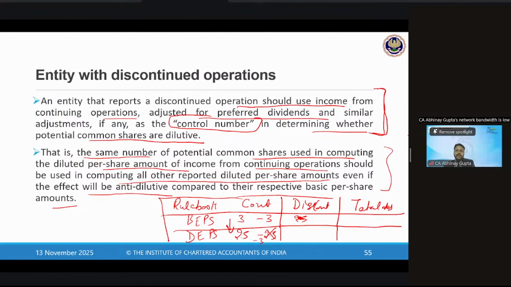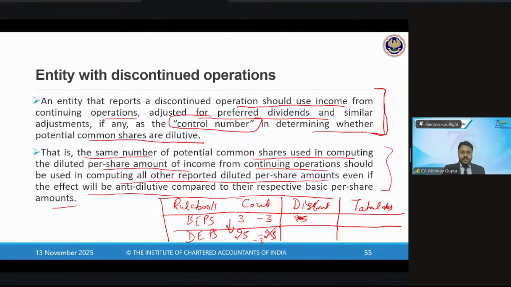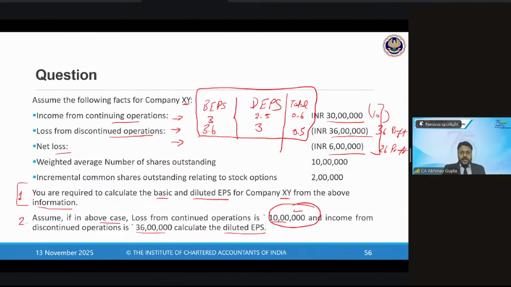Clear? So I will not adjust for the additional number of shares when calculating diluted earning per share for discontinued operations or total operations, if my control number is anti-dilutive. So my denominator will be constant. What I am using for the continuing operations will continue to be used for the discontinued and the total operations, right? This numerical we have already done.